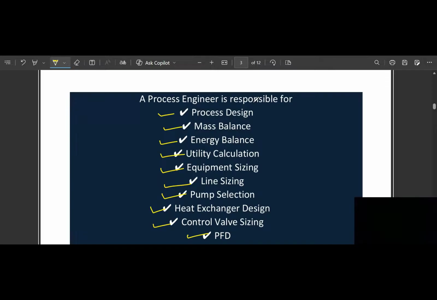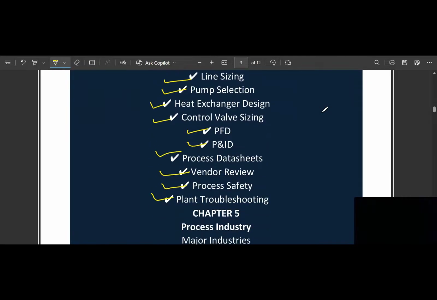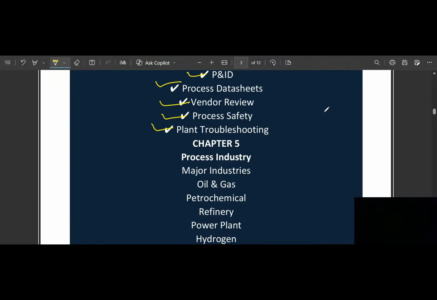If you get appointed anywhere, if you start working as a process design engineer, these are the major responsibilities: process design, mass balance, energy balance, utility calculation, equipment sizing, line sizing, pump selection, heat exchanger design, control valve sizing, PFD, P&ID, process data sheet, vendor review, process safety, plant troubleshooting.